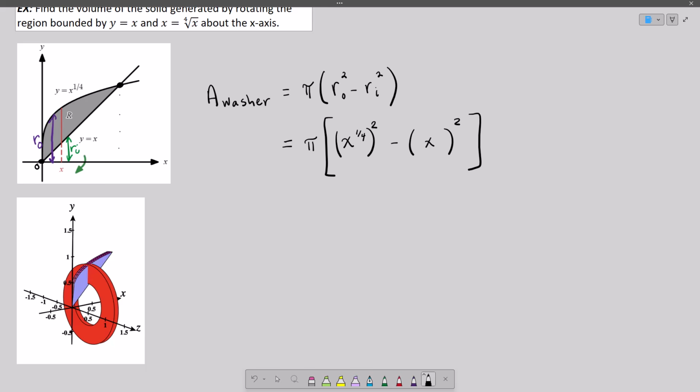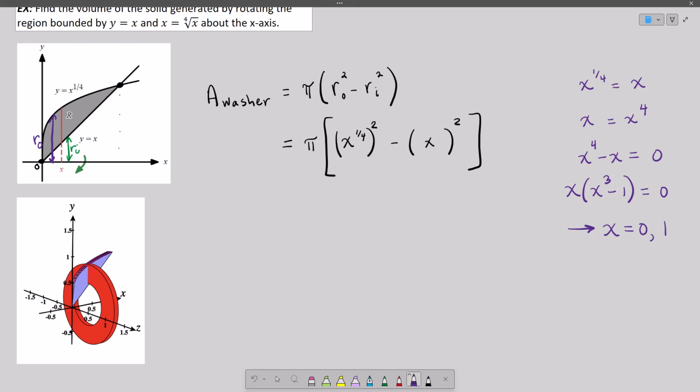To figure out that point of intersection, maybe it's not too hard in this case, but let's just go through the math. If we want our intersection point, we set the curves equal to each other. So we're going to set the two y values equal to each other. The y value of the top curve is x to the 1/4. The y value of the lower curve is x. We can raise both sides to the 4th power here. This is a nonlinear equation, so our standard technique for a nonlinear equation is to bring everything to one side and factor. This tells us that we get x equals 0 or 1.